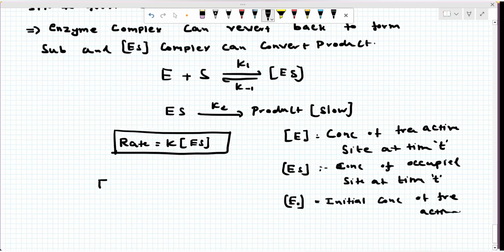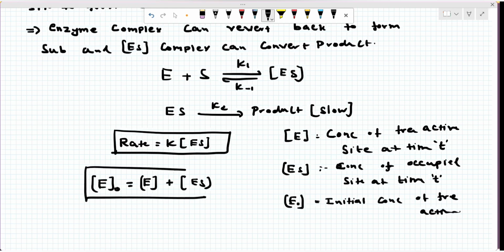Now, what is E naught? The initial concentration is equal to E plus ES. E naught equals E plus ES. This is a very important relation. Please listen, very, very important. Note it down, it is important.